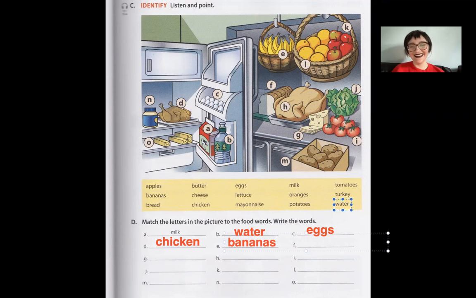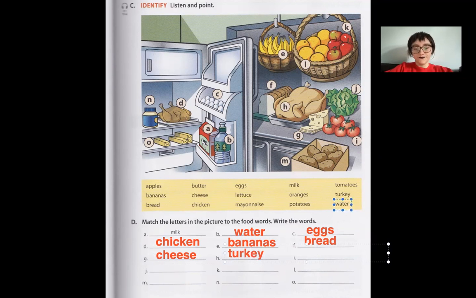B-A-N-A-N-A-S, the bananas. Okay, now F is the bread, right? This is the bread. So we spell bread, B-R-E-A-D, bread. G is the cheese. So we do a like chicken with cheese. C-H-E-E-S-E is cheese. Okay, H is a turkey, right?